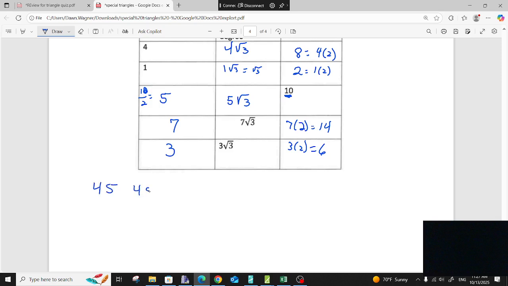45, 45, 90. They call this one a, this one a, and then this one would be a square root 2. Over here, 30, 60, 90. This is another way just to describe that same pattern. It is a, a square root 3, 2a.